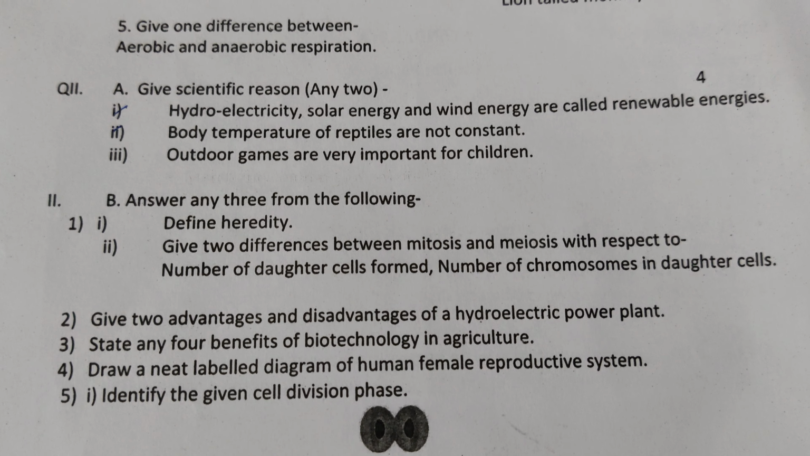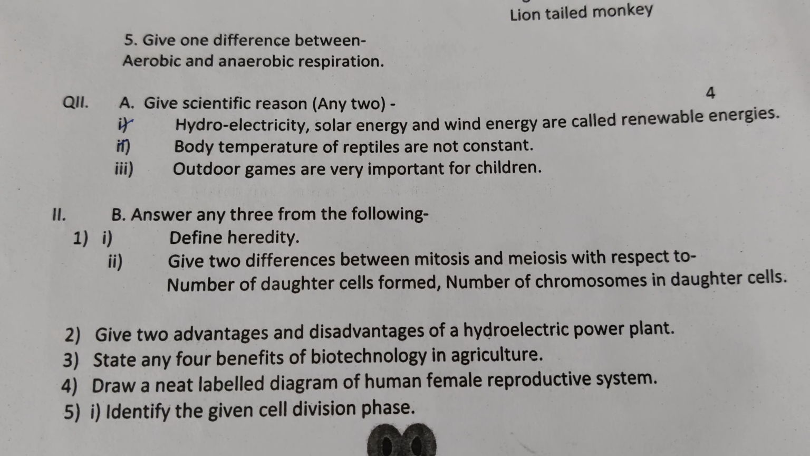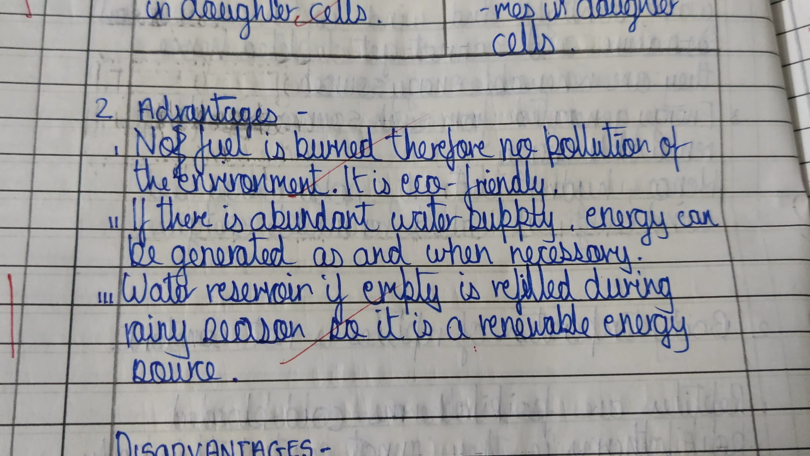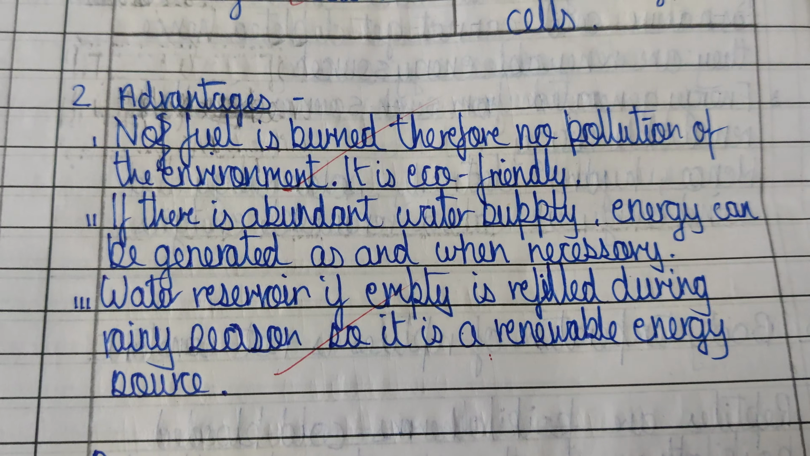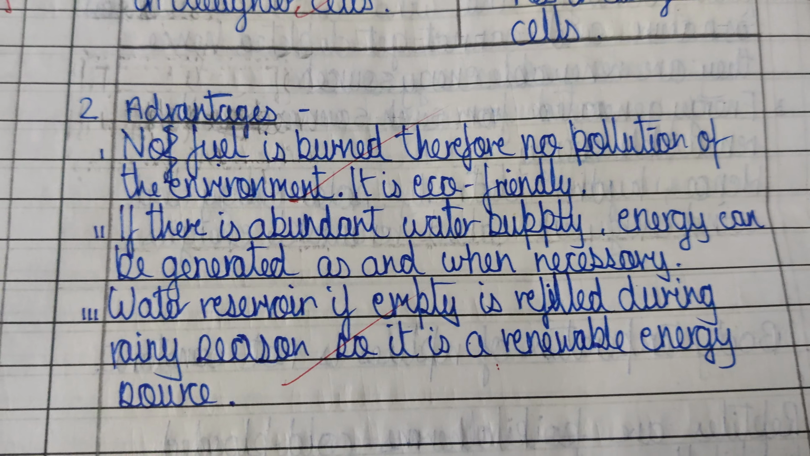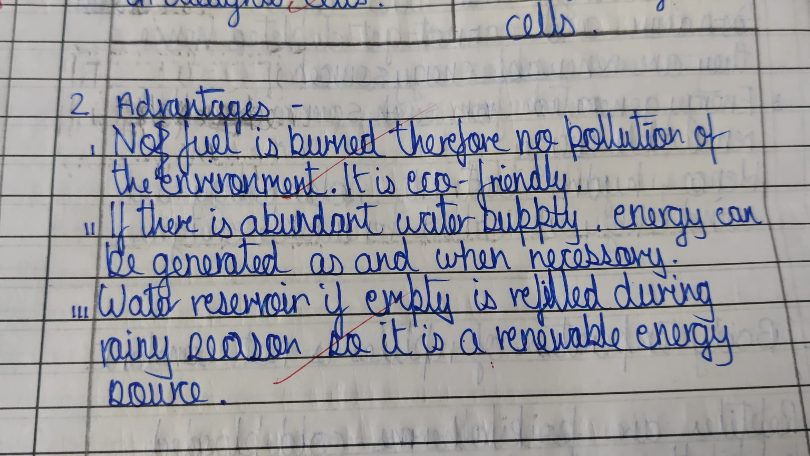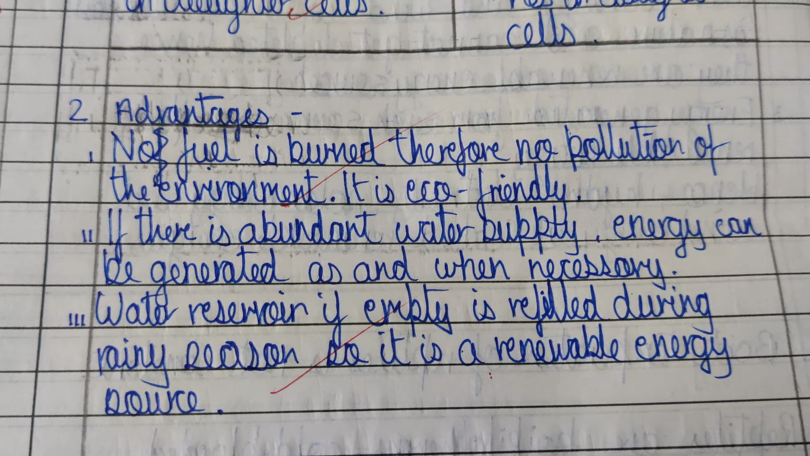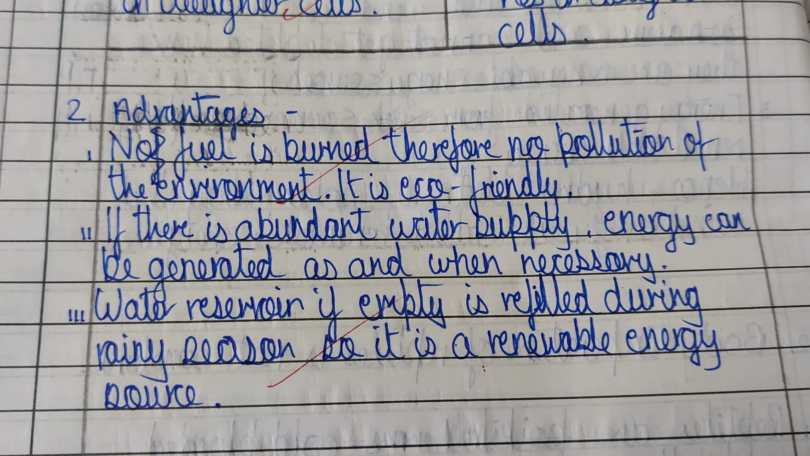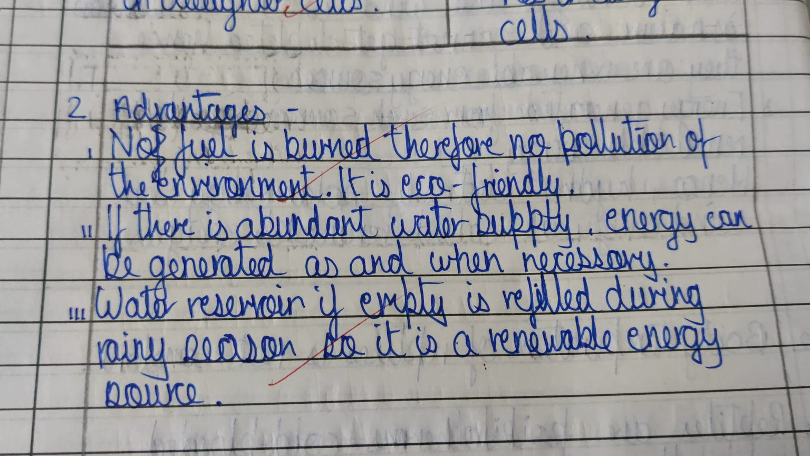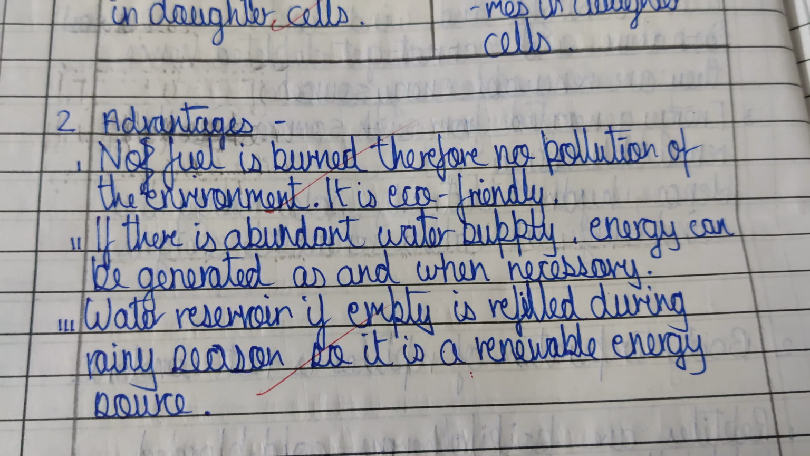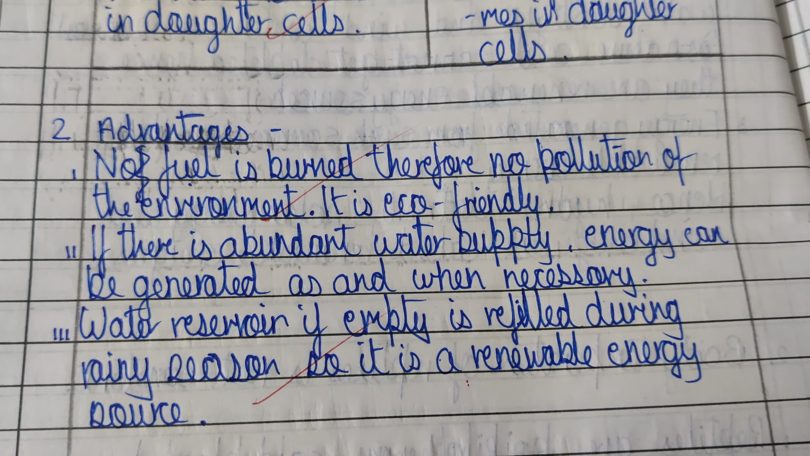Give 2 advantages and disadvantages of a hydroelectric power plant. Advantages of a hydroelectric power plant: no fuel is burned, therefore no pollution of the environment. It is eco-friendly. If there is abundant water supply, energy can be generated as and when necessary. Water reservoir, if empty, is refilled during rainy season, so it is a renewable energy source.